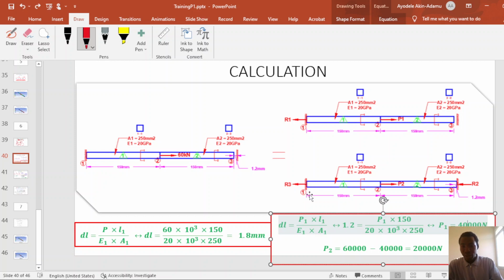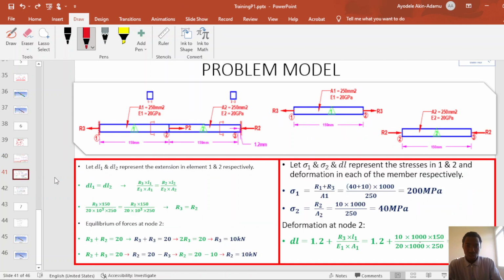So we can write another equilibrium equation. Summation of forces in the x direction, R3 plus R2 is equal to P2. So we have two formulas: R3 plus R2 equals P2, and also the deformation, where the extension of finite element 1 is equal to the deformation in finite element 2. So moving to my next slide, you'll see all what I just explained. I told you the deformation in finite element 1, which is denoted by DL1, is equal to the deformation in the second element.